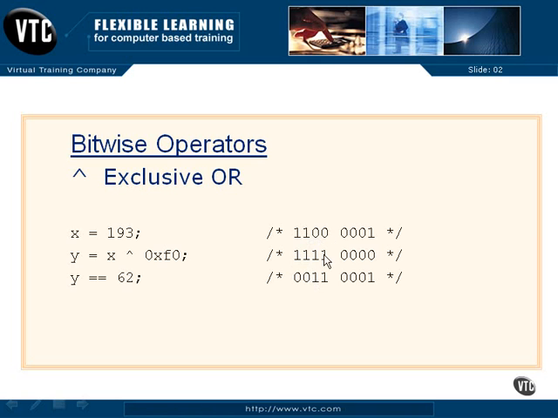Same thing here. This comes through. Now here is one or the other set. No, they're not. So that's false, false, false. And this one, yes, that one is set. That one is not. That matches our exclusive OR and does make it through. So our new value after being exclusive ORed with F0 is 62. That's the exclusive OR operator.